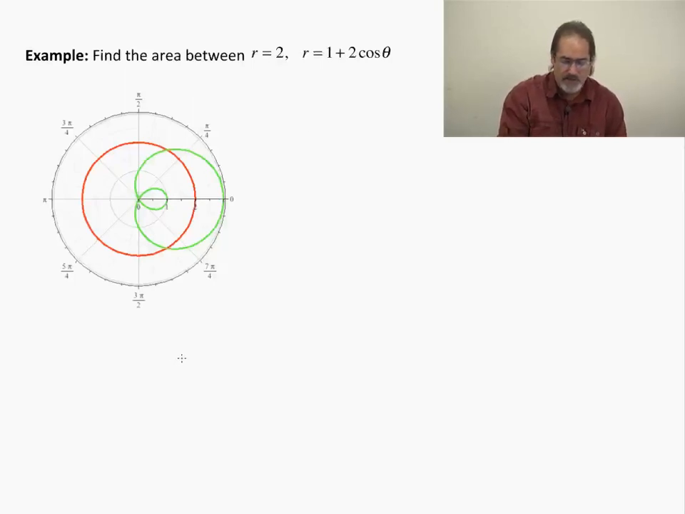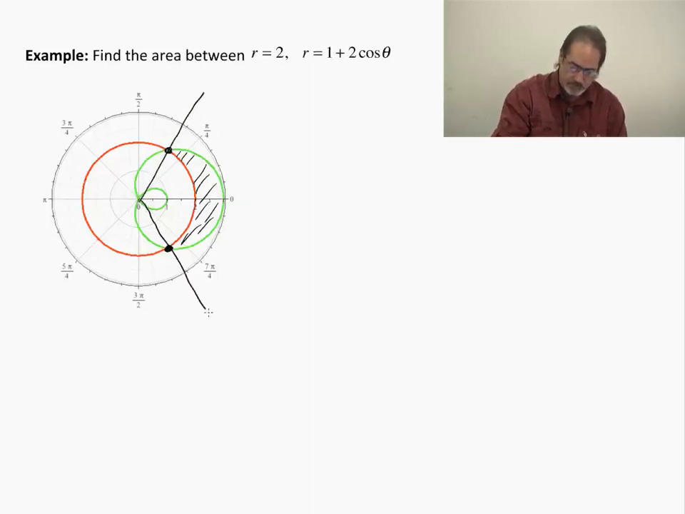I'm interested in the area between r equals 2 and r equals 1 plus 2 cosine of theta. And what I'm interested in is this area right here. So what I need to find is where these guys intersect, because I really need these two angles. Well, I'm going to solve that just like you'd expect. Set them equal to each other.